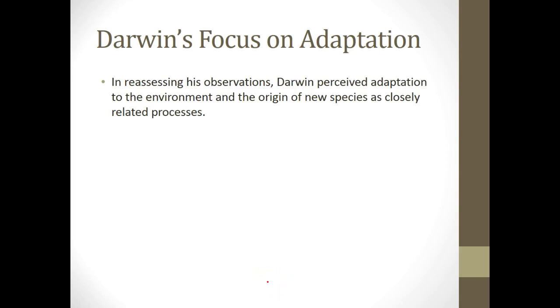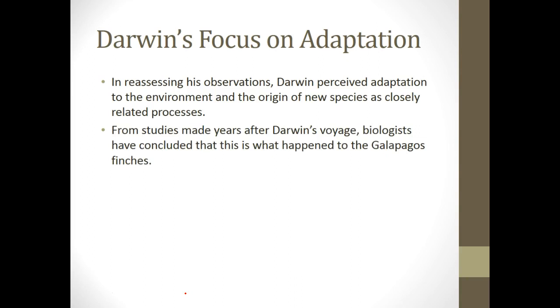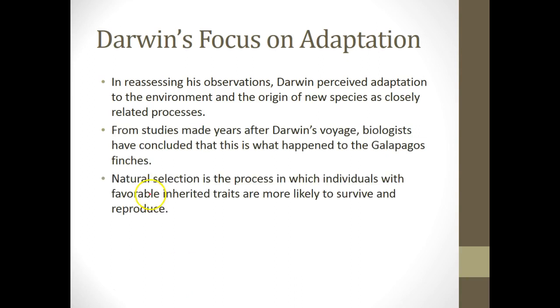Okay, so in reassessing his observations, Darwin perceived adaptation to the environment and the origin of new species as closely related processes. He looked at all these people and all their work and the evidence that he collected, made observations, and basically came up with this idea of natural selection. Natural selection, by definition, is the process in which individuals with favorable inherited traits are more likely to survive and reproduce because those traits make the individual more fit in their environment and therefore better able to survive.